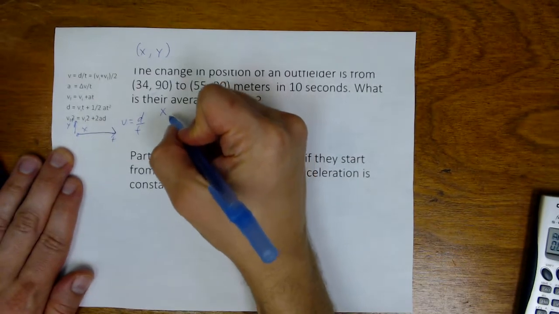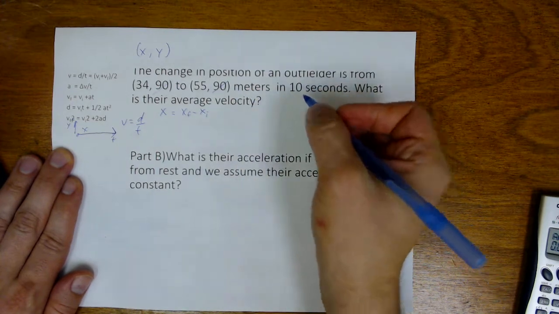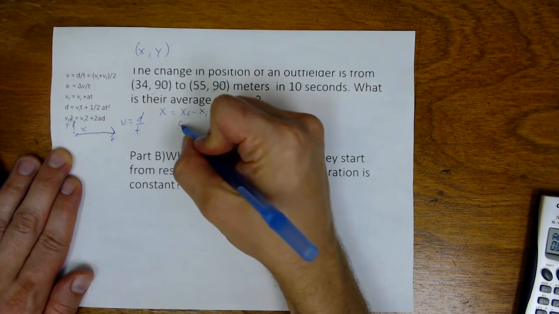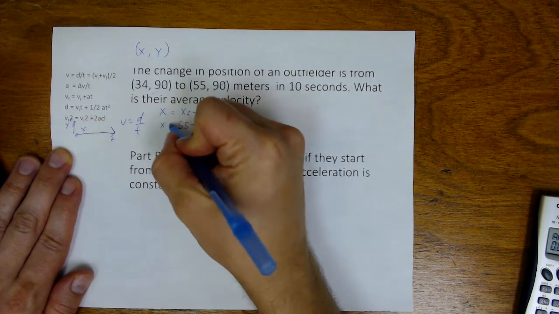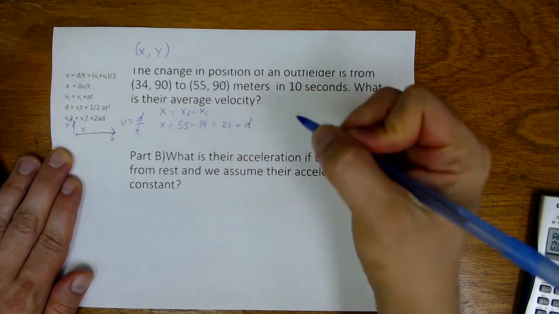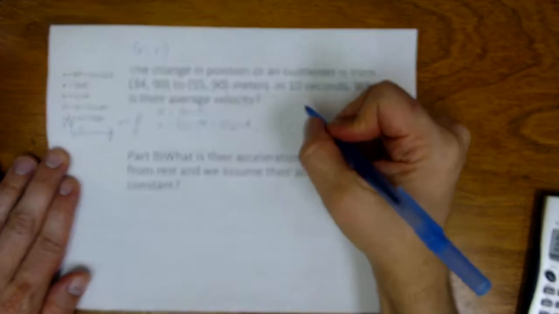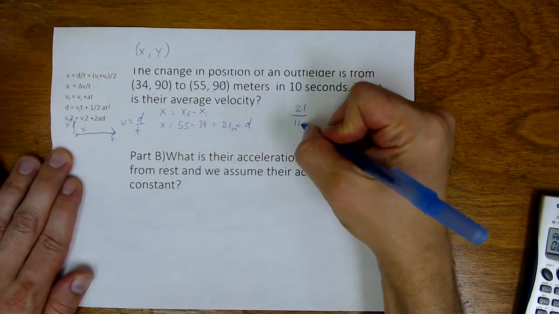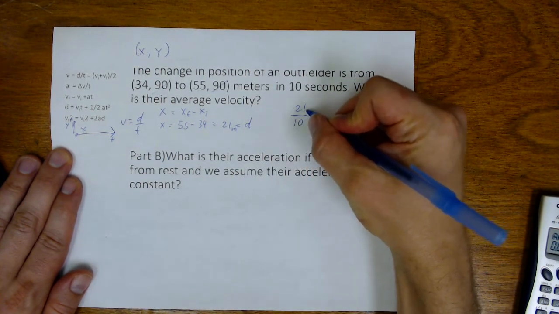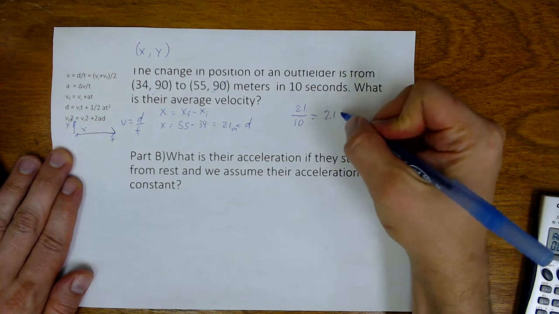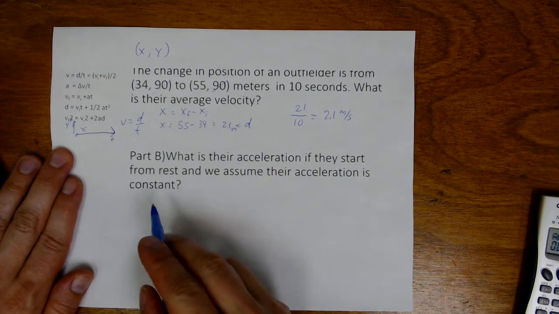So x is equal to x final minus x initial, which if you place it underneath, 55 minus 34, which is 21. So our position change is going to be our distance, 21 meters. So then we take our distance, 21 meters, over 10 seconds, as we did in this equation here. There's your time, there's your distance traveled, and you're going to get 2.1 meters per second. Moving on to part B.